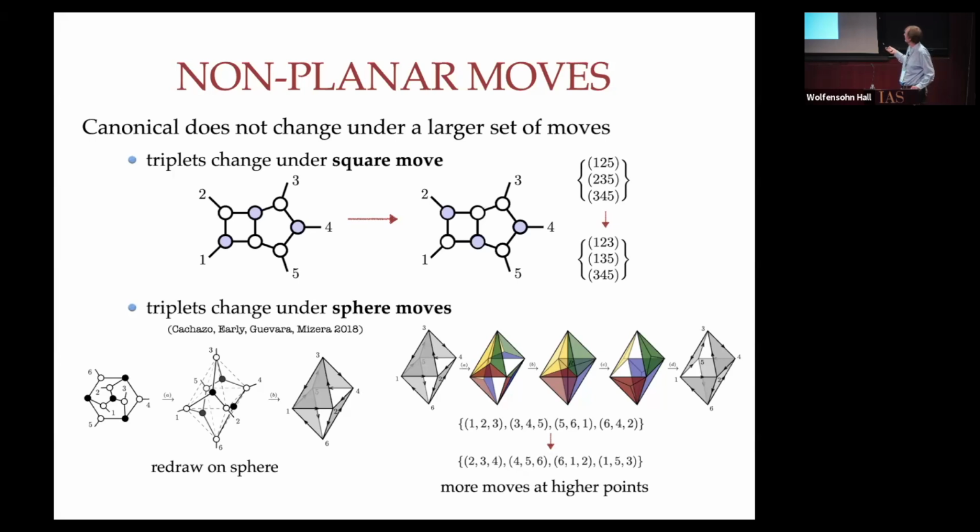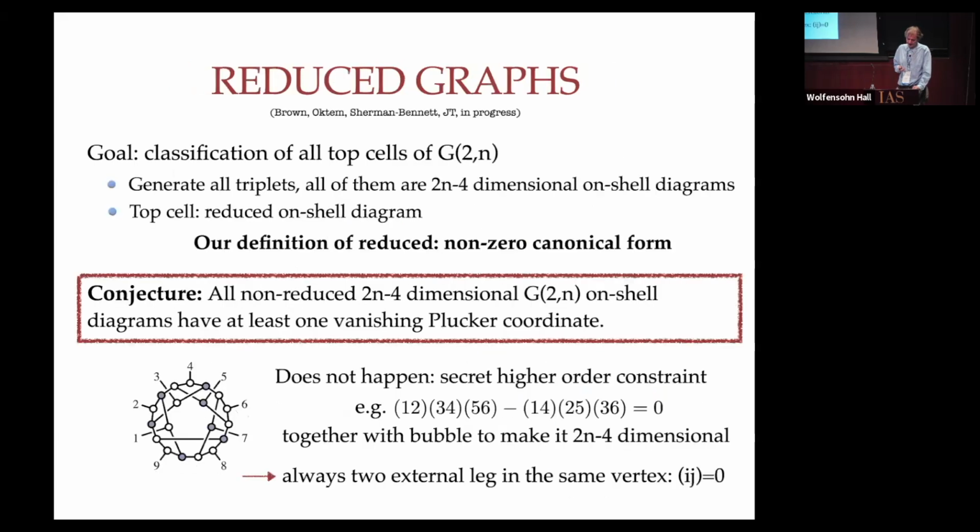So beyond the square moves, these are the only moves in addition to merge and expand in the planar case, but in the non-planar case there are already new moves. And as I will mention later, up to G28, these are the only moves which are there. Just doing the numerical check, there are no other ones. So maybe it is true that these are the only moves that we have here. So our goal is to find some classification of all of these top cells in G2N, basically generate all triplets. All of them are 2n minus 4 dimensional on-shell diagrams, and the top cells would correspond to some reduced set of these on-shell diagrams.